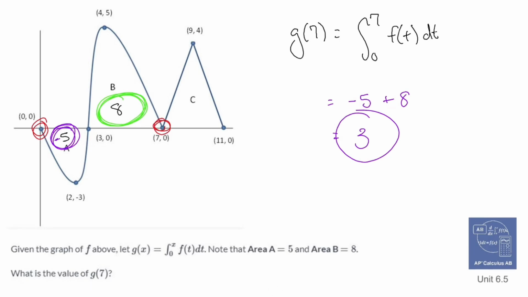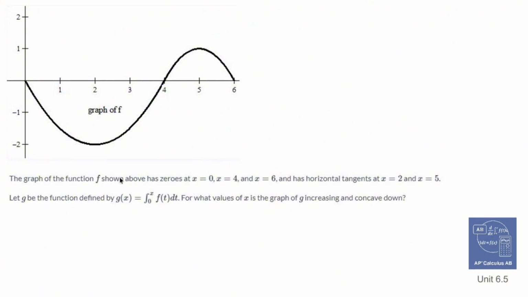The graph of the function f shown above has zeros at 0, 4, and 6, and has horizontal tangents at 2, I can see that there, and 5, I can see that there. Let g be the function defined by its integral. Oh, so I don't even see g. So g is the integral from 0 to x of f of t. For what values of x is the graph increasing and concave down? This is the graph of f.